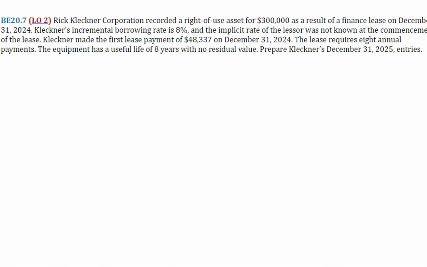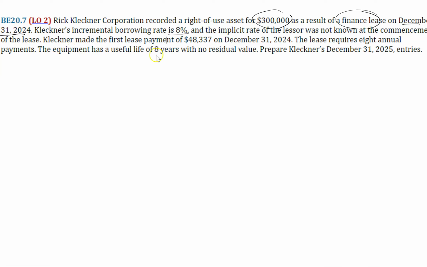Now we will do one finance lease problem and we'll do some journal entry exercises from the lessee's perspective. Rick Kleckner Corporation recorded a right of use asset for $300,000 as a result of a finance lease on December 31st, 2024. Their borrowing rate and implicit rate was not known at the commencement, but this rate is given. We'll consider it as the discount rate.